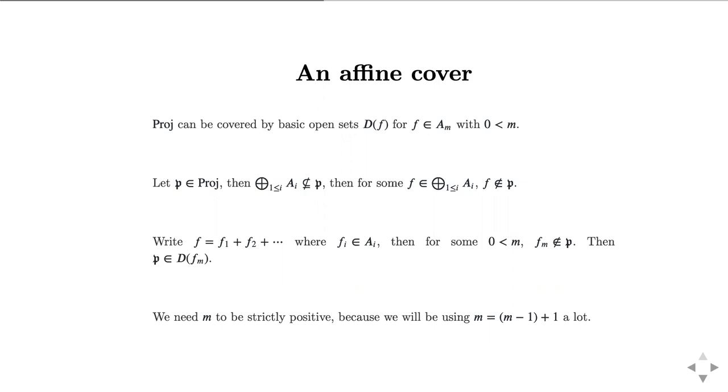And it can be covered by basic open sets of elements with degree greater than zero. This is because all our points are relevant. That's part of the definition of the projective spectrum. So if P is a point in Proj, then the irrelevant ideal does not entirely lie in P. So there will be something in the irrelevant ideal but not in P. We just write f as the sum of its components. Then at least one of the f_i should not be in P, and this f_i will not be f_0, because f_0 is always zero.